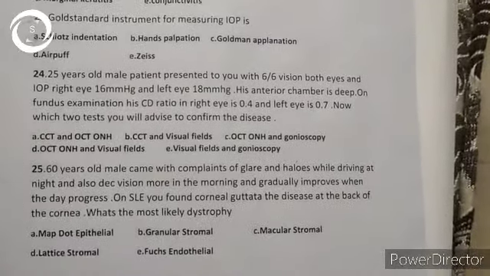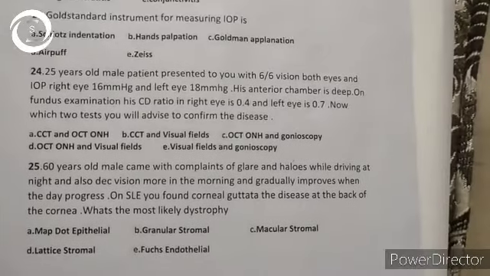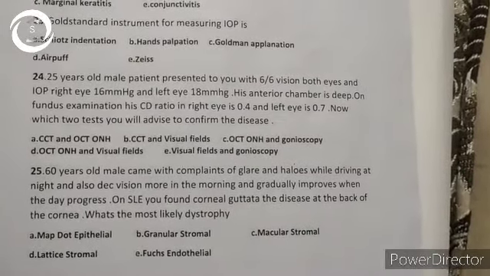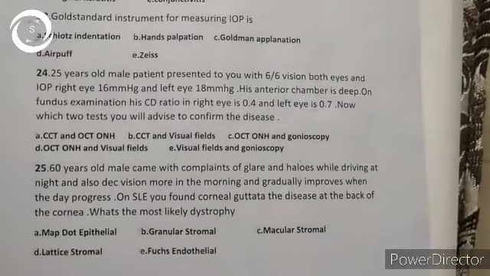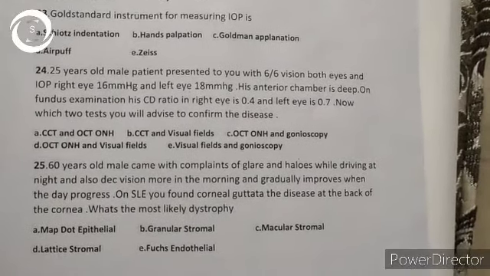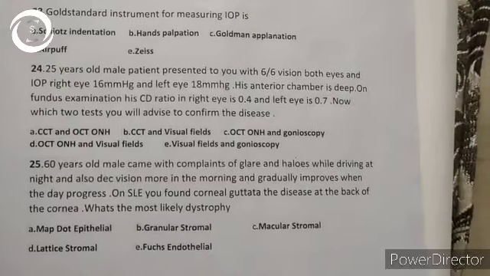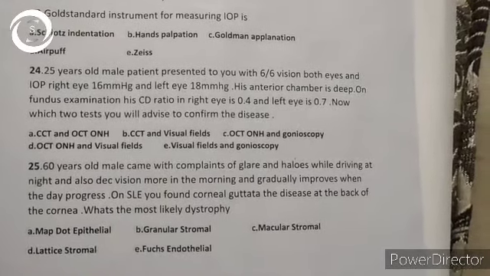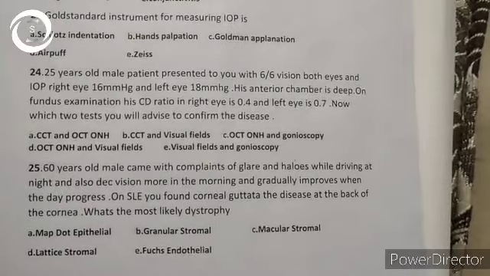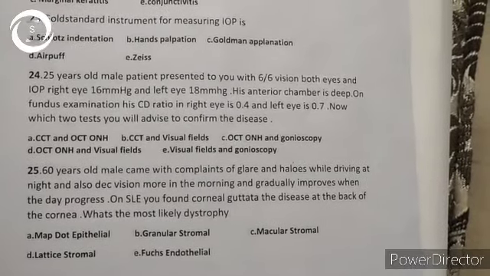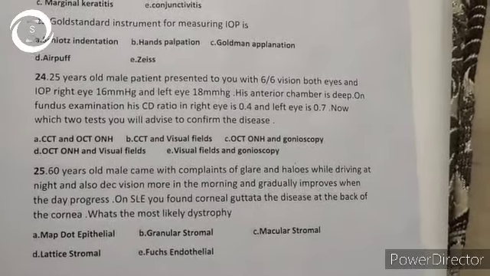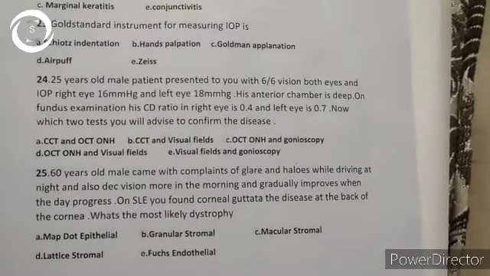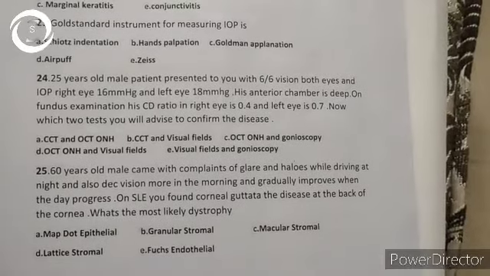Now question number 24. A 25 years old male patient presented to you with 6/6 vision in both eyes, and IOP right eye 16 and left 18. His anterior chamber is deep. On fundus, his cup disc ratio in the right eye is 0.4 and left 0.7. So there is a cup disc ratio asymmetry, and that makes this patient a glaucoma suspect. Now which two tests will you advise to confirm the disease?